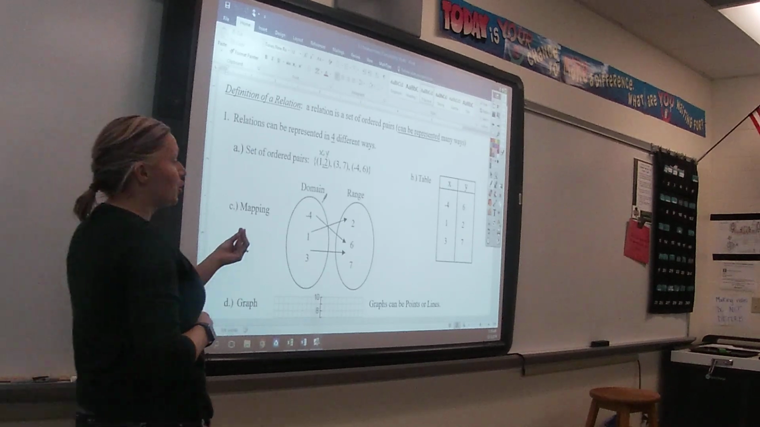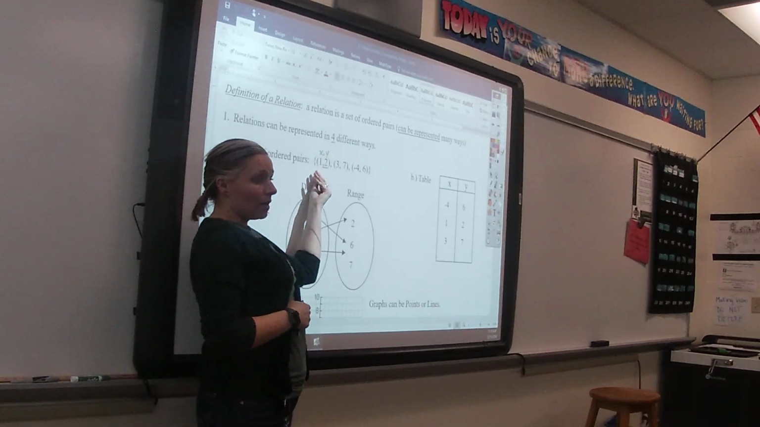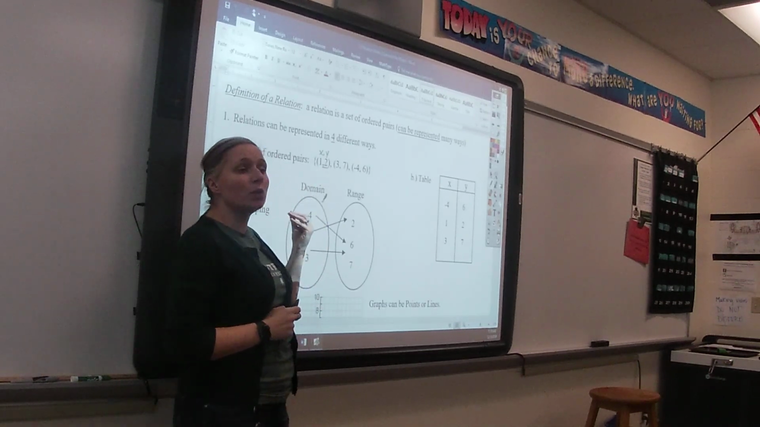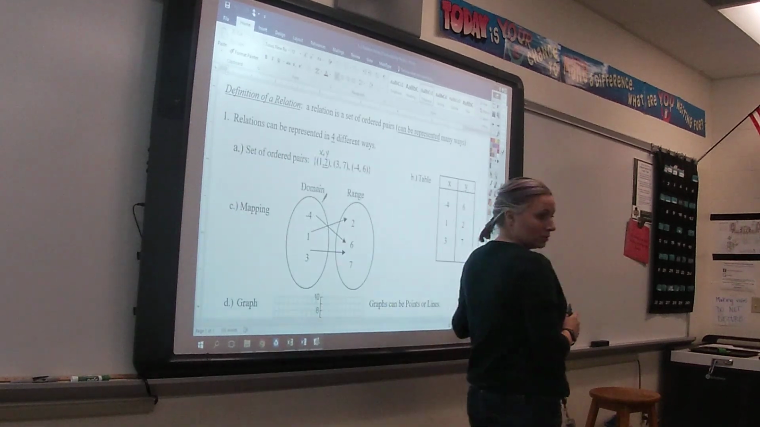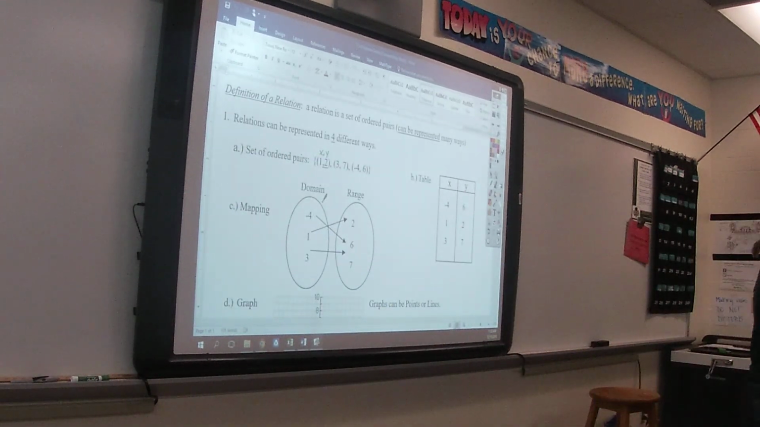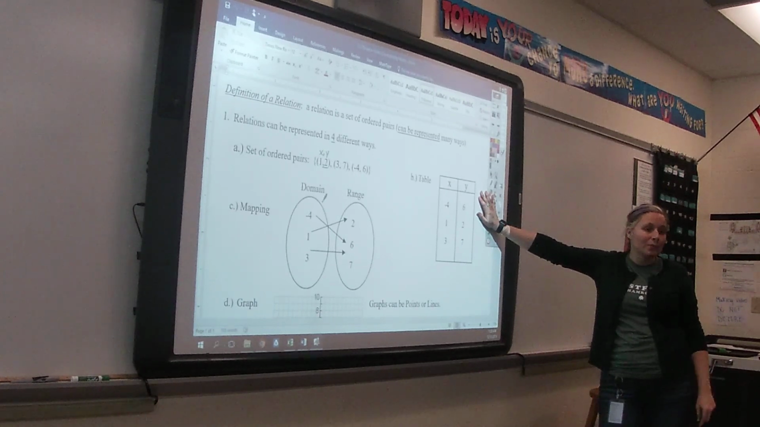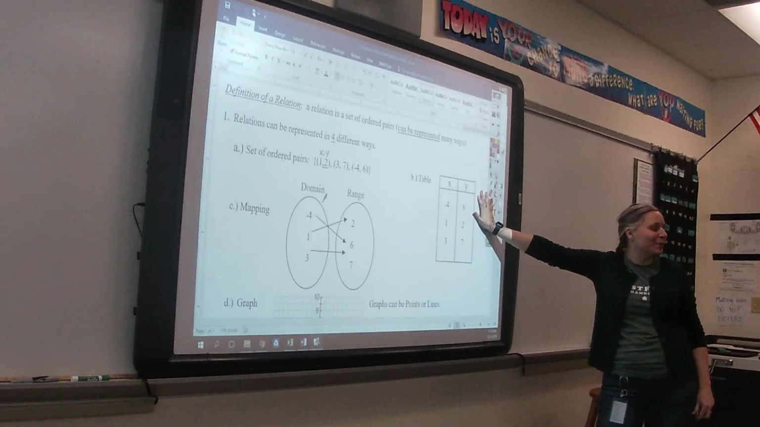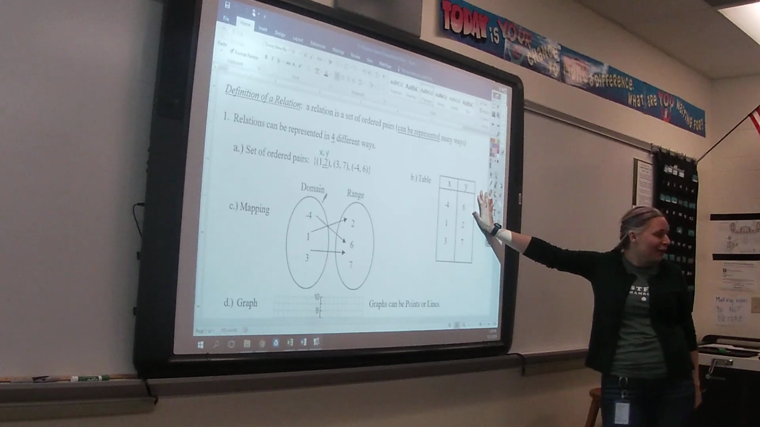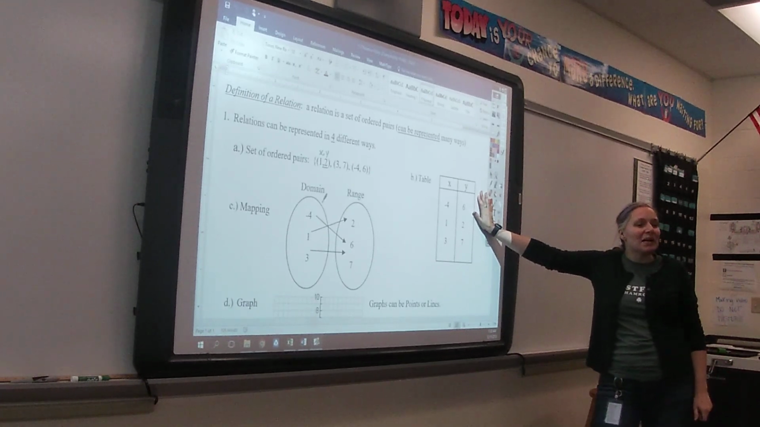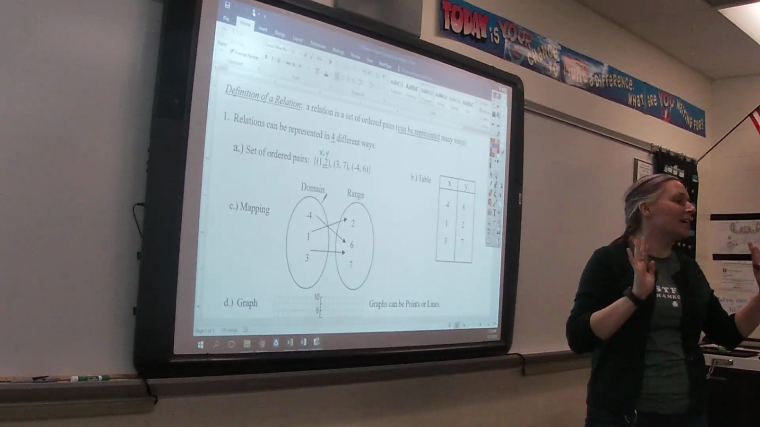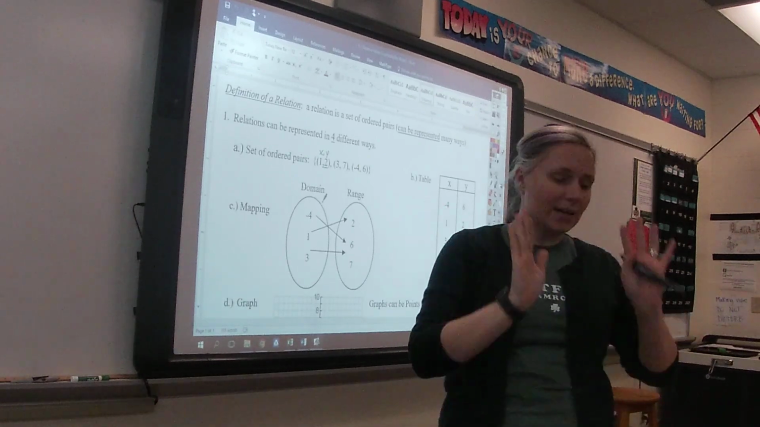That information can then be taken and also written in a table. This is one of my favorites. How many of you, when you see this, call it something other than a table? Where's my T-chart, people? It's a table. A T-chart is just a table.